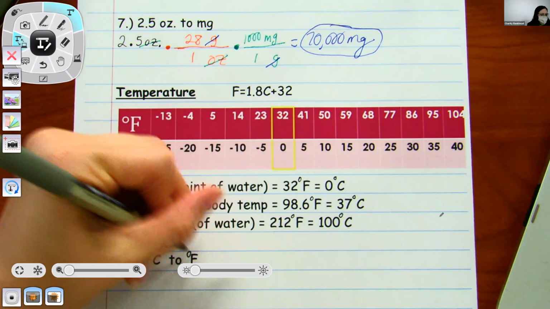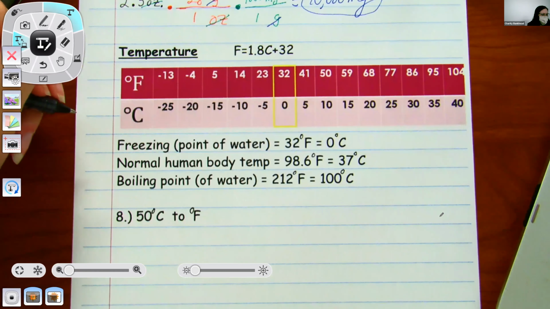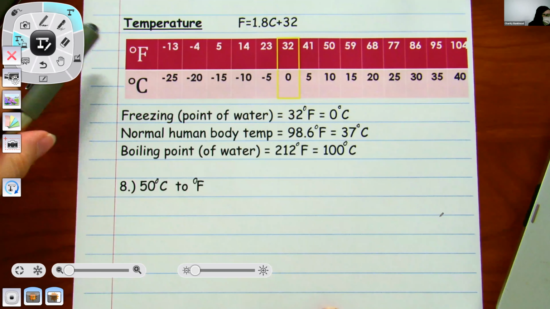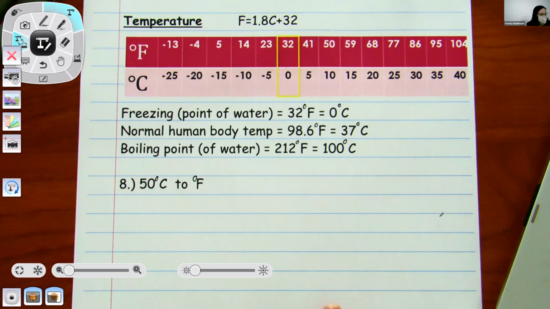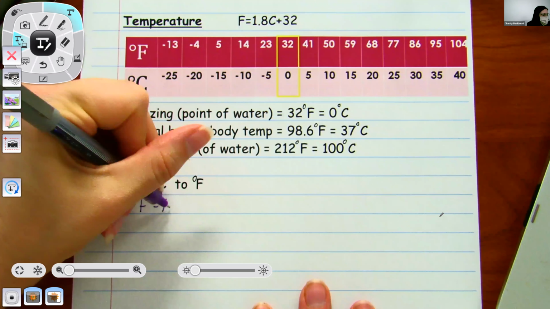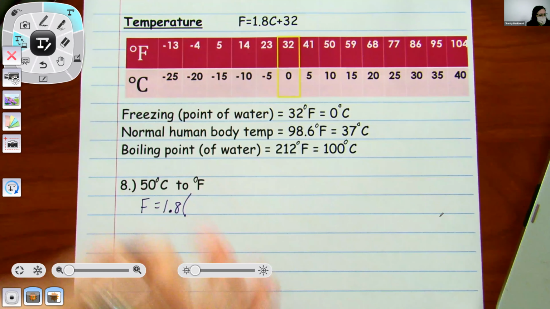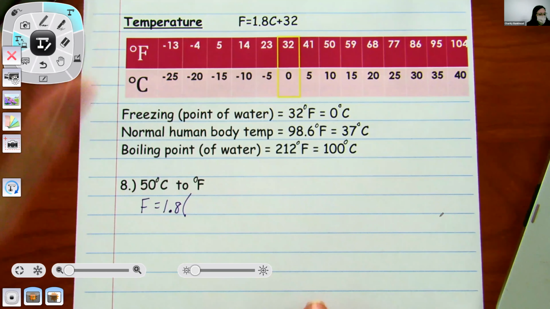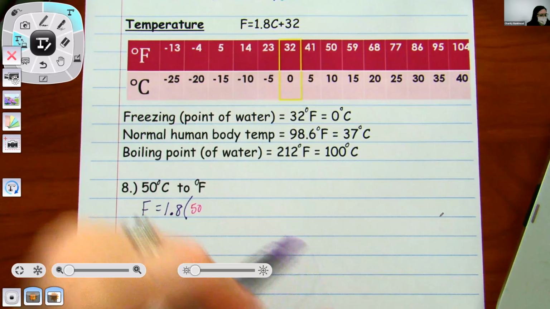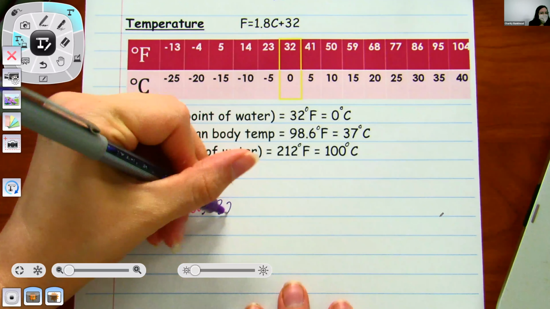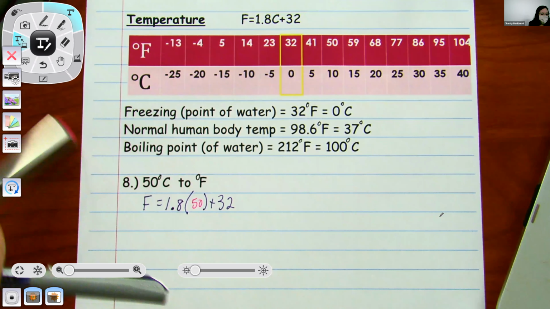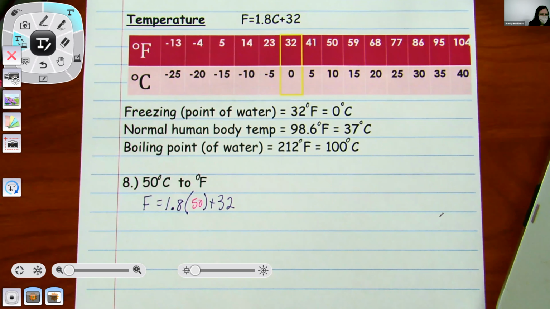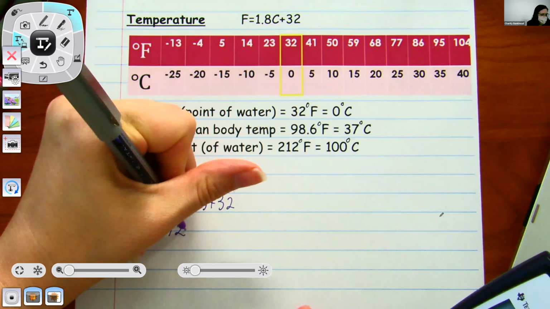If we want to convert 50 degrees Celsius to Fahrenheit, F equals 1.8 times 50 plus 32. We can just plug that in the calculator. 1.8 times 50 plus 32 is 122. So 122 degrees Fahrenheit.